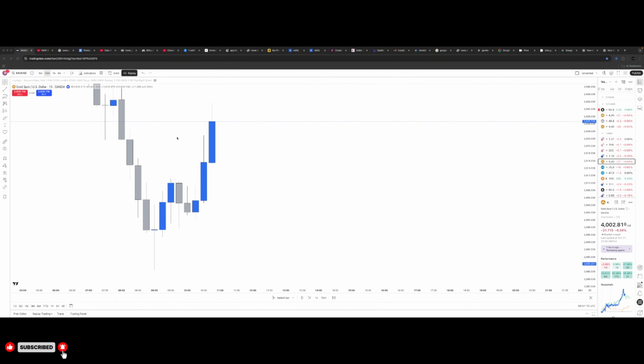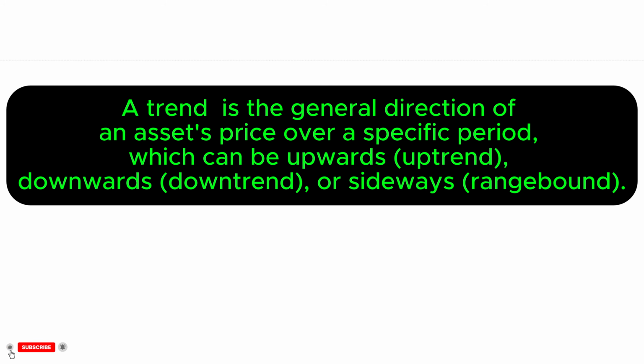Without wasting much time, let's get started. Now, firstly, you have to understand what a trend is. First and foremost, a trend is the general direction of an asset's price over a specific period of time. And this can be an upward trend, a downward trend, or sideways.